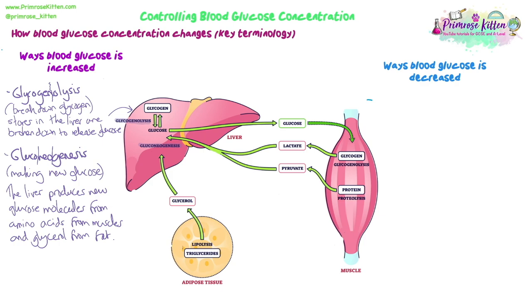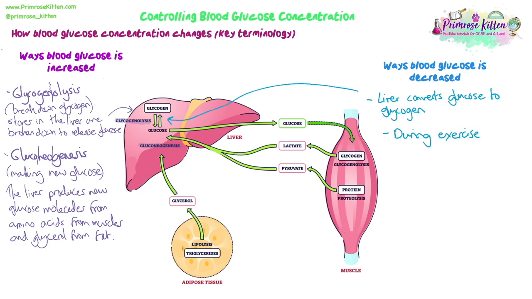How about how do we decrease our blood glucose levels? Well, the main one is glycogen again, and the liver, but this time glucose is actually being converted into glycogen. Glucose molecules are being joined together to create glycogen, and obviously that lowers the blood glucose levels. Next one is during exercise, your muscles are going to need more glucose in order to do more respiration. So they start taking in more glucose from the blood.